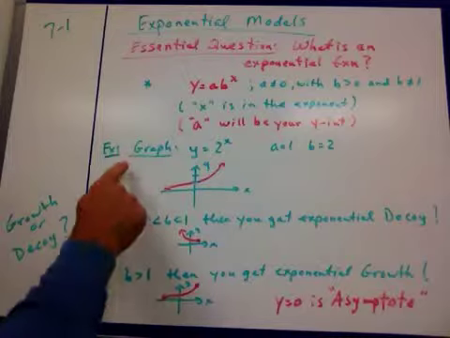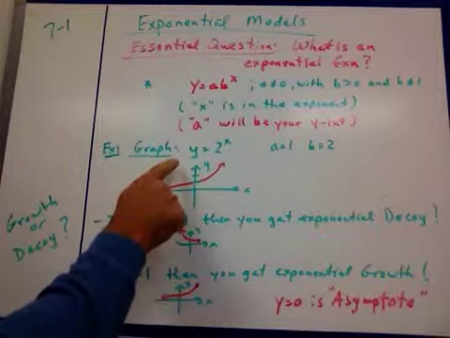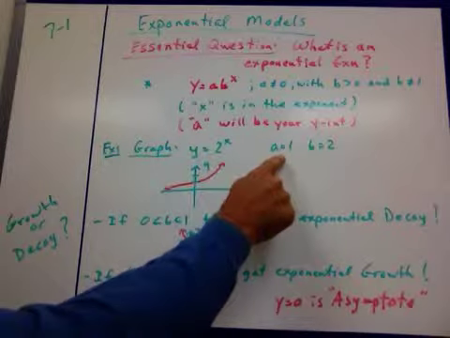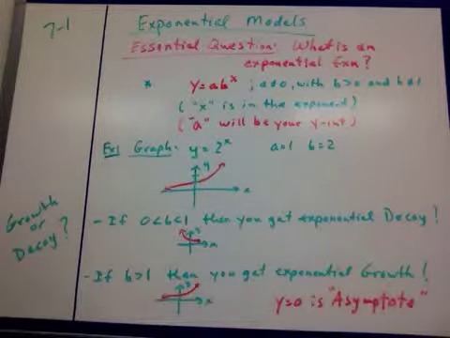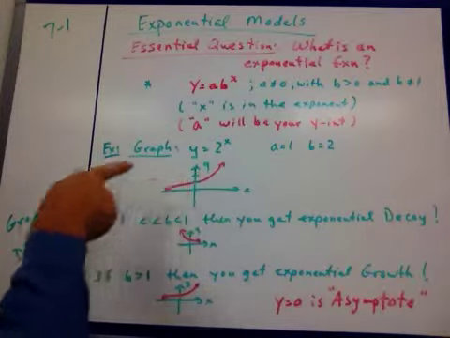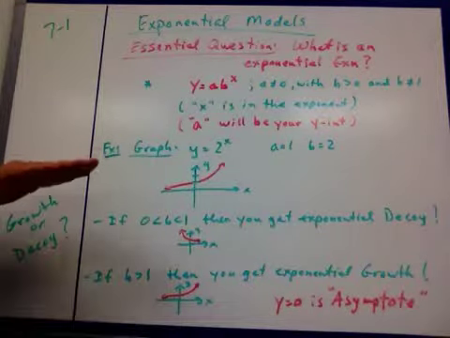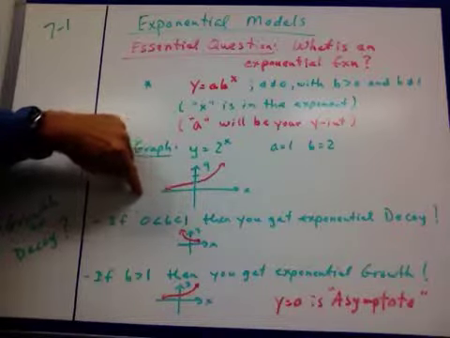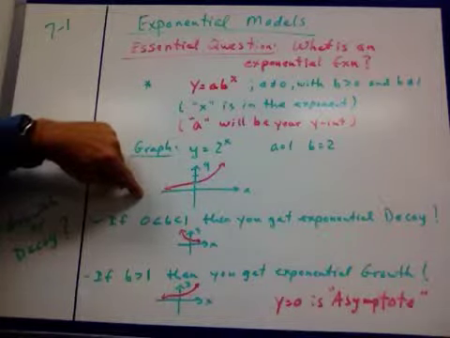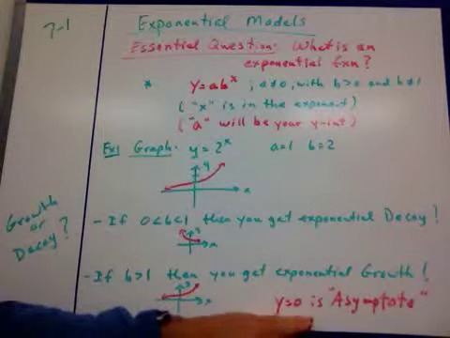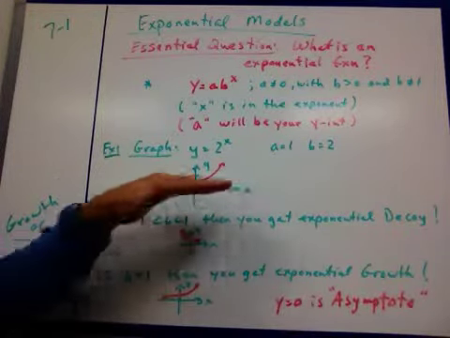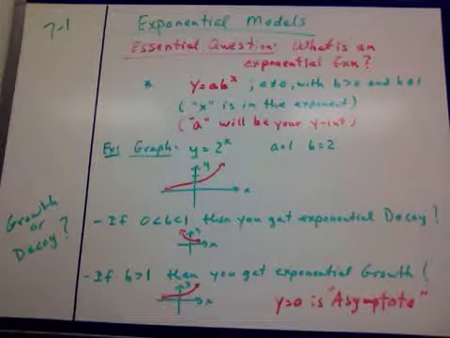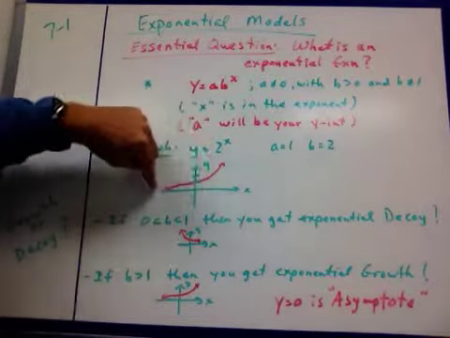Okay, and a basic graph of an exponential like y equals 2 to the x power. Here your a is 1, and your b is 2, and so you're going to get a graph that looks like this. And the thing about an exponential is it's coming down here and getting oh so close to the x-axis, but it never touches it. That's why we say y equals 0, the x-axis, is an asymptote.